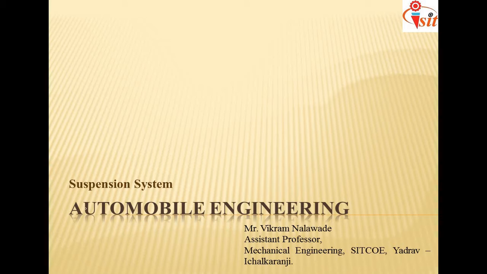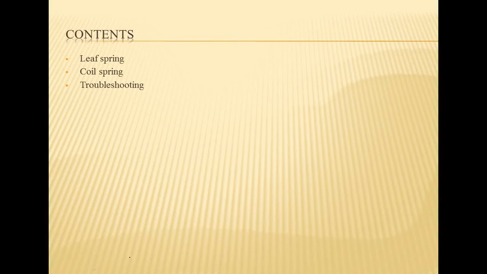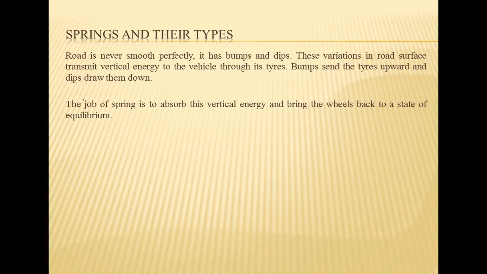In today's lecture of automobile engineering, we will discuss the suspension system, various types of springs. So let's start with the contents. We will discuss the leaf spring, coil spring and troubleshooting. So the objective of today's lecture is to study leaf spring and coil spring and to understand the troubleshooting aspects. So let's start with the springs.